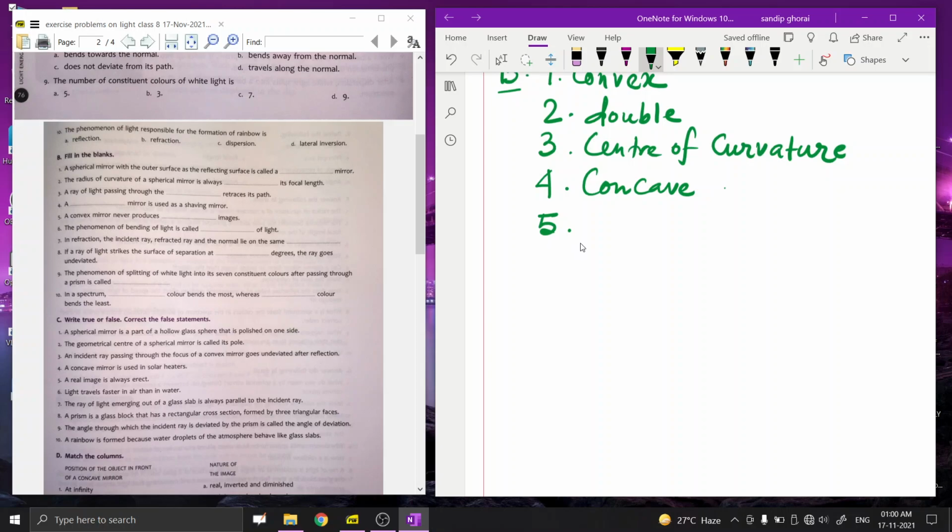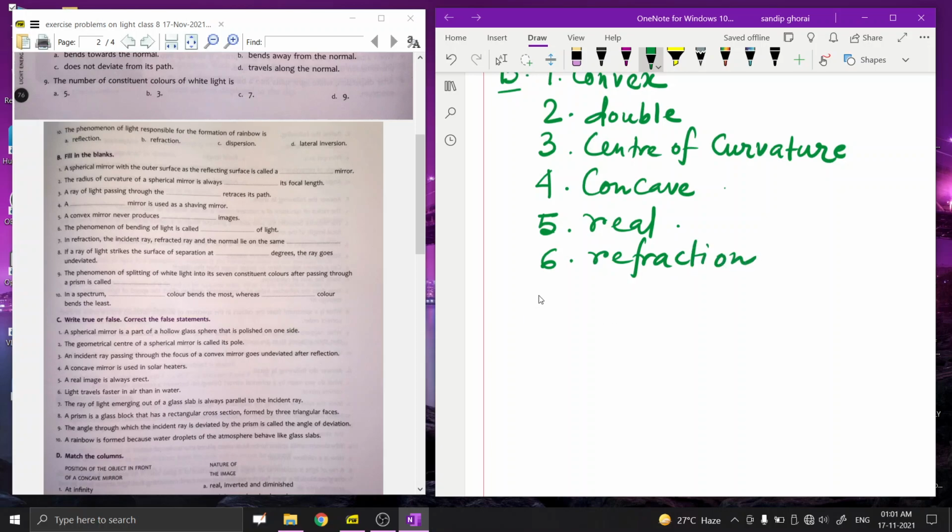What is the question? A convex mirror never produces dash images. In this case, we already know a convex mirror always forms virtual images. So what is the answer? The answer is real images, because a convex mirror never produces real images. Now the next question: the phenomenon of bending of light is called, simply, refraction.